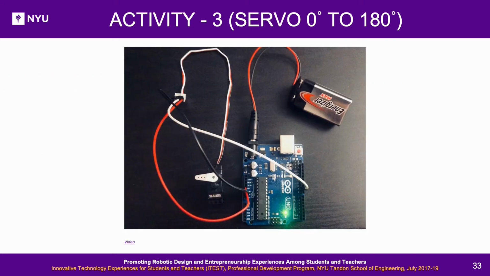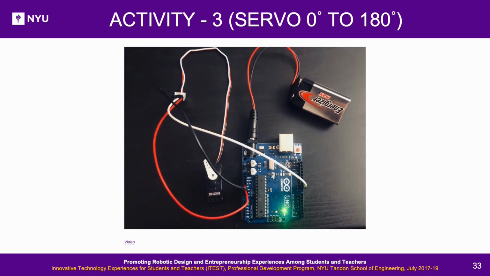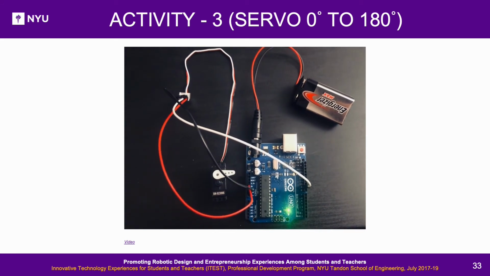Activity 3. Demonstration. As can be seen in the video, the servo moves from just 0 to 180 degrees. This is because the for loop in this case is written in the setup. Try implementing this circuit in all of the following iterations of the program.